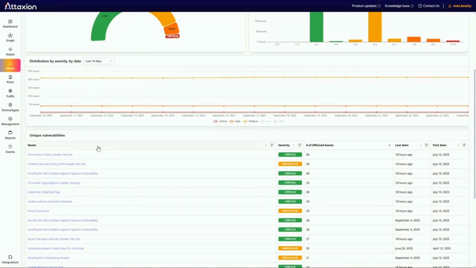Scrolling down, you can also see the most unique issues Attaxion detected. So these would represent the most widespread issues throughout your attack surface where one change or one policy difference could have the biggest impact on the most devices.